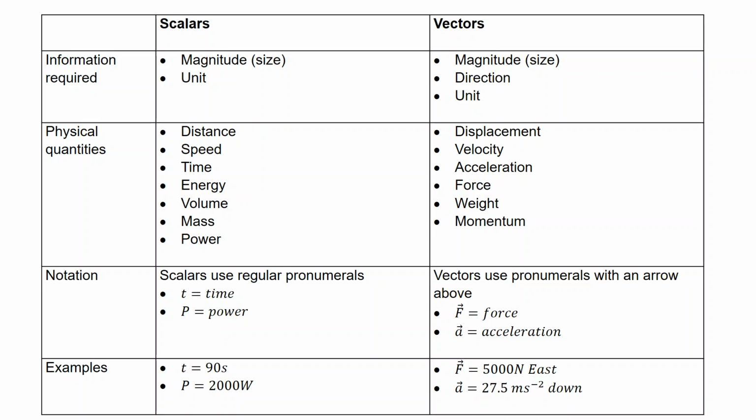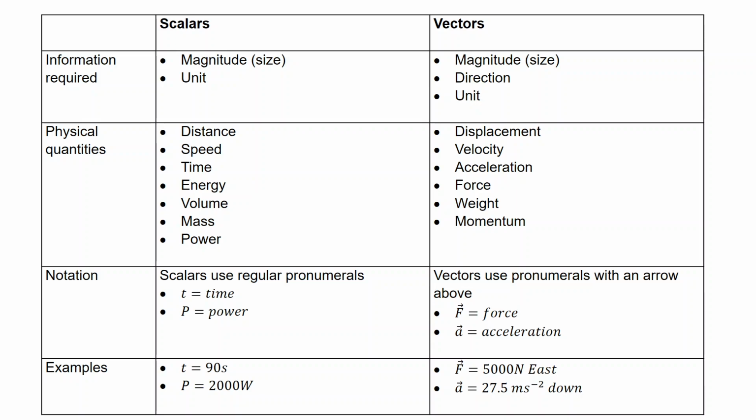So here are some different examples of some scalars and some vectors. So scalars include things like distance, speed, time, energy, etc. You can see the list there. Vectors include displacement, which is distance but with a direction given. Velocity, which is speed with a direction. Acceleration must have a direction. Force, weight, because weight is a type of force, it's not the same as mass. And momentum. So some of these things we haven't looked at yet, force, weight, momentum, they'll come into the course later. But they are examples of vectors.